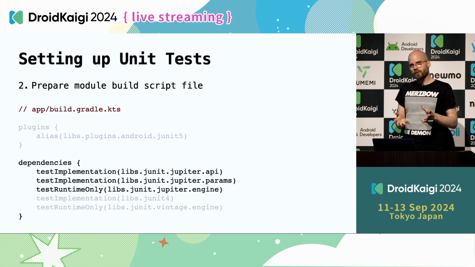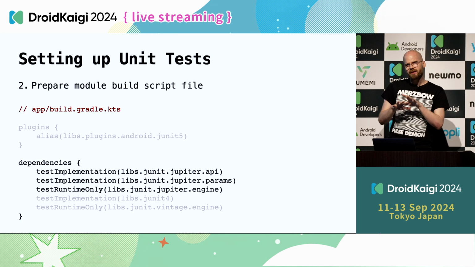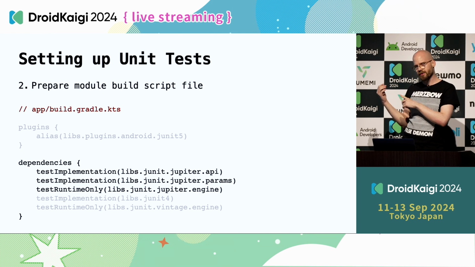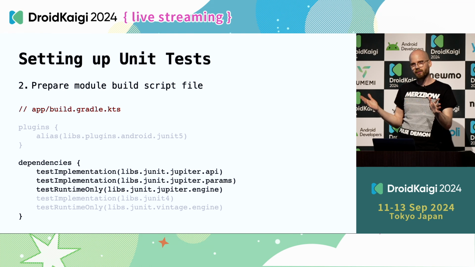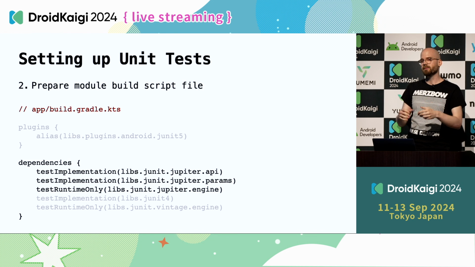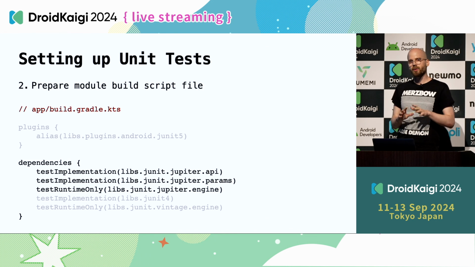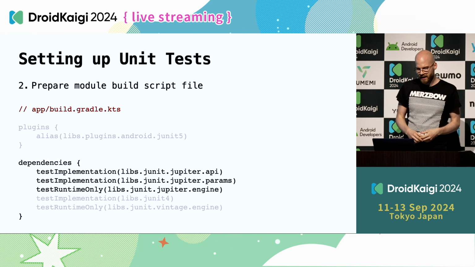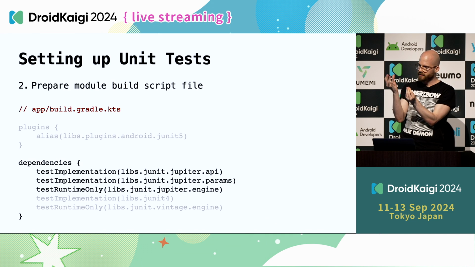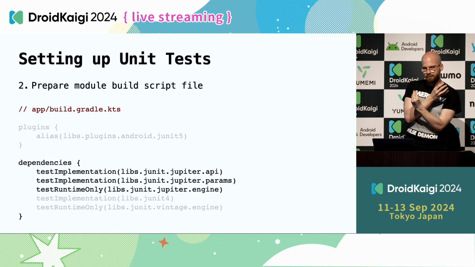I recommend to you that you always use API and params together. They split it into 2, but a lot of the cool features from today are from the params library, actually. So I always recommend you use both. The engine is a runtime-only dependency. That means you don't care about it when you write your tests, but at runtime, it's there. The engine is the glue between the JUnit 5 tests that you write and the platform that executes them. So it's basically the connector.